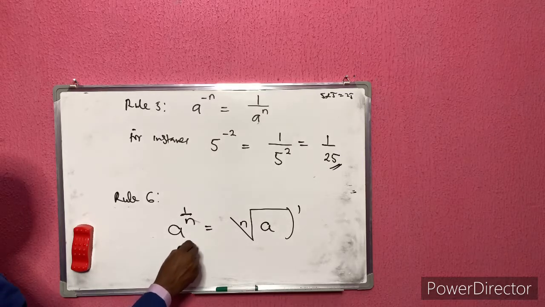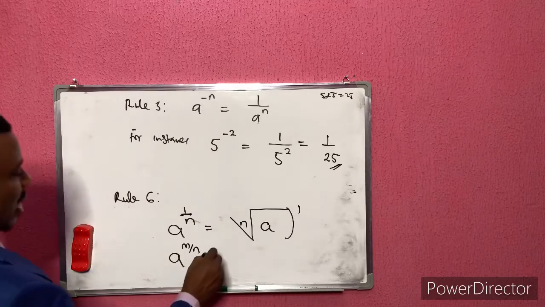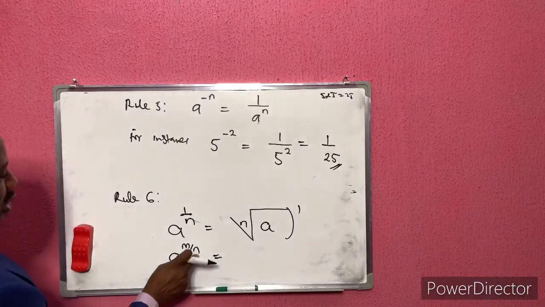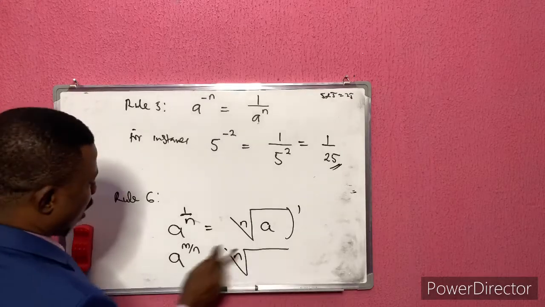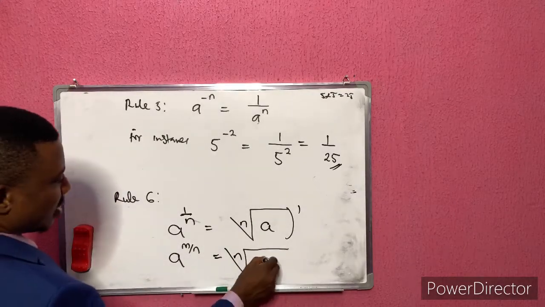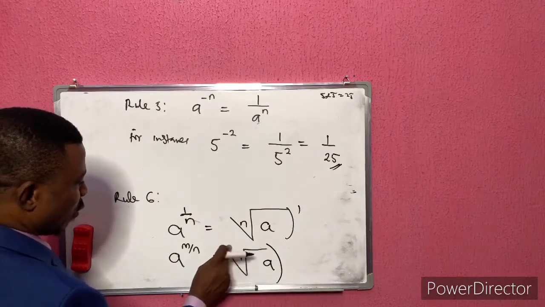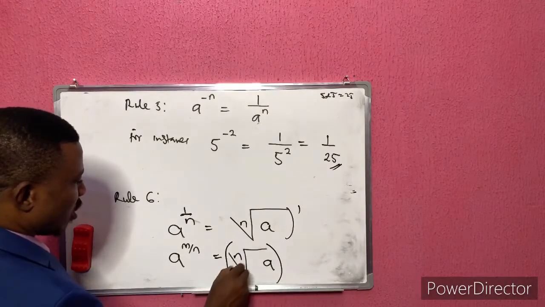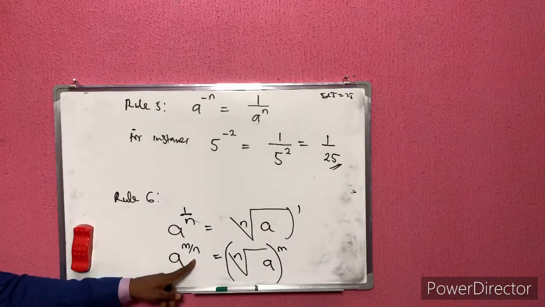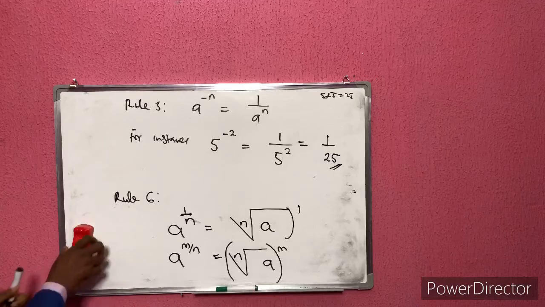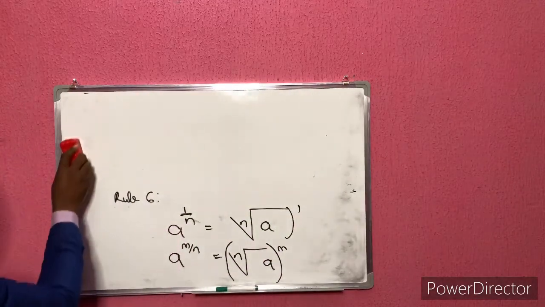Also, if you have a raised to power m over n, the power is a fraction. It simply means that the denominator is going to be the root of the base, where everything will be raised to the numerator, as you can see. We will explain this one properly.